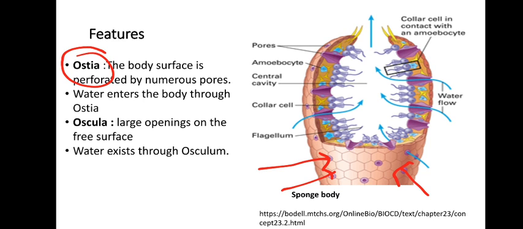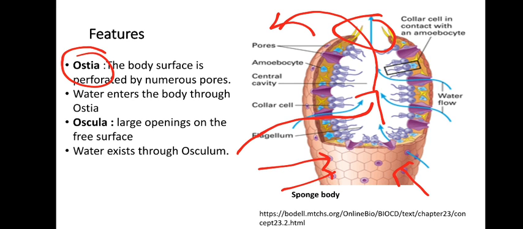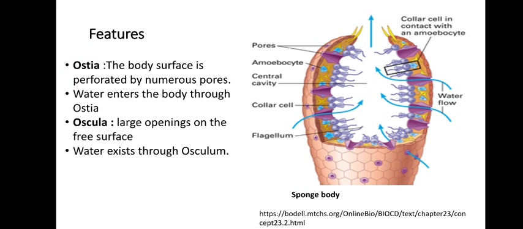Now this is different from ostia because through the ostia water enters into the cavity, and the osculum is such an opening through which water moves out of the body. So ostia is the inlet and osculum is the outlet of water. Here you can see, this is the osculum. Water enters through the ostia and then leaves through the osculum. So this is the outlet and this is the inlet of water.